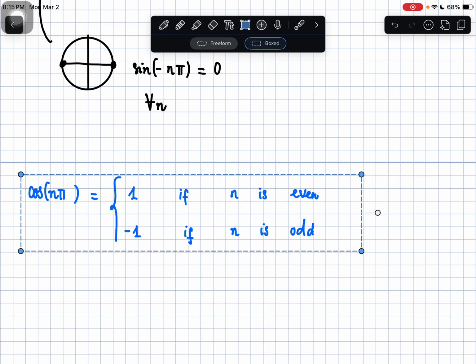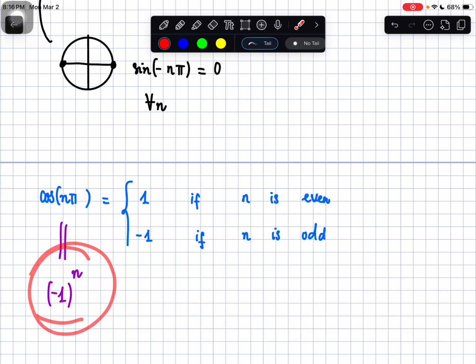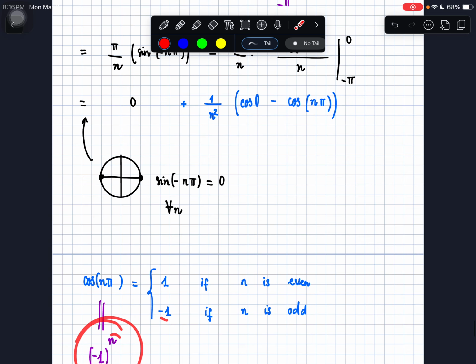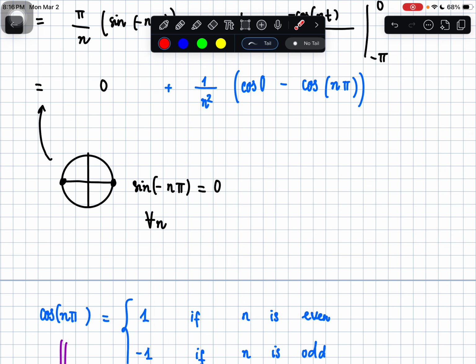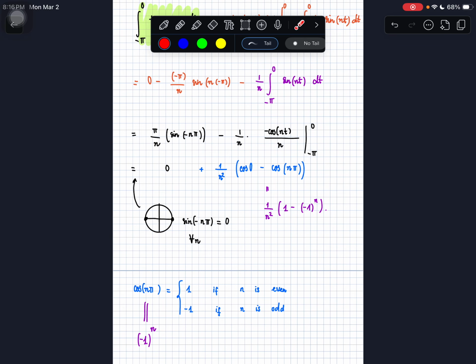So I can write cosine nt as minus 1 to the power n. So if n is even, this one equals 1. If n is odd, this one is minus 1. So here we have 1 over n squared, 1 minus minus 1 to the n. So this is our first term.